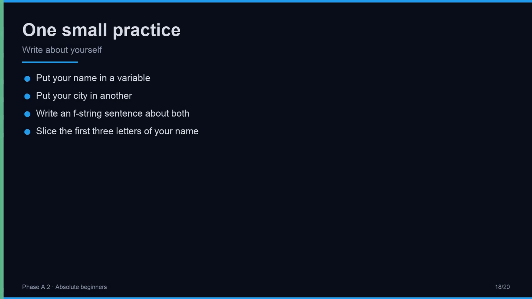Build a greeting for yourself. Put your name in a variable, your city in another, and use an f-string to write a sentence about both. Then slice the first 3 letters of your name. Reading your own words back from code is a quiet thrill, and it cements the moves far better than any list of rules. Write about yourself.